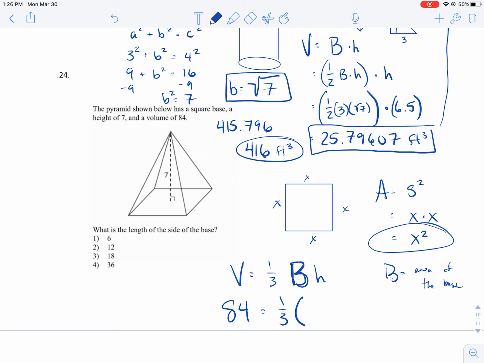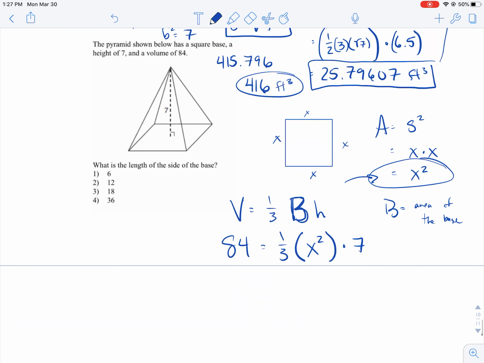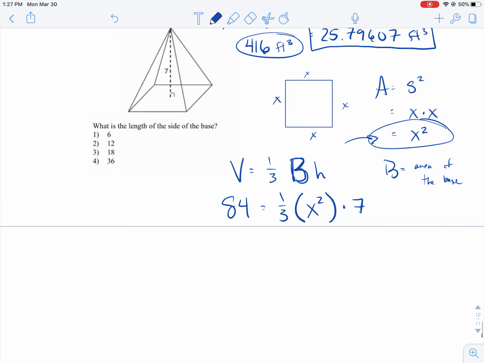In this case our base is a square, so let's fill in the blanks here. So here's our volume, 84, 1/3. Our big B, we don't know what our side is, so we're just going to use x, because we're accustomed to x, so it's going to be x squared, because don't forget the area of a square rectangle is length times width. In this case, because our length and width are the same, it's just x squared. And then our height in this case is 7, and so now we just solve.